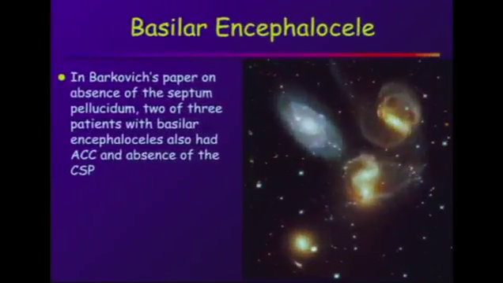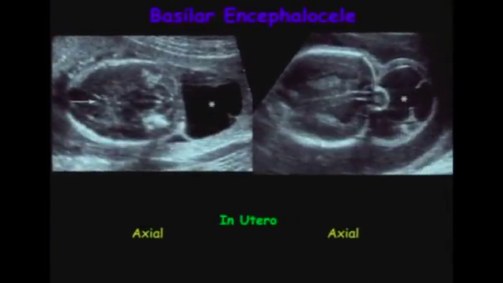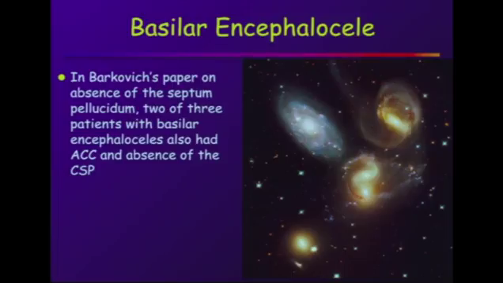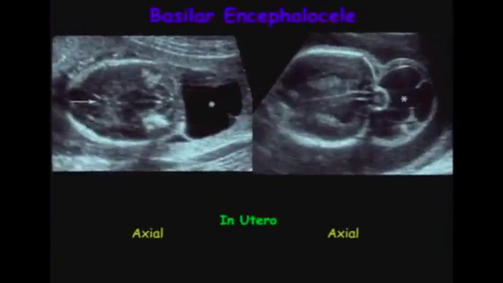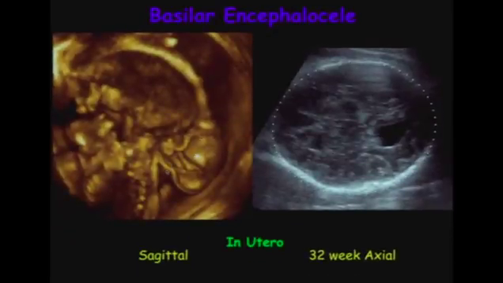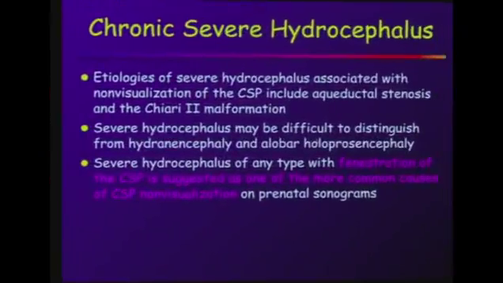Basilar encephalocele in Barkovich, when he talked about absence of the septum right there: 2 of his 3 patients with basilar encephaloceles had agenesis. So there's fluid, but there's no clear walls. Here's the classic basilar encephalocele. In the Western world, it's occipital. If you live in Singapore, it's frontal or sincipital. Here's the pretty 3D sagittal showing it. Obviously, prognosis depends on how much brain is out right there, but no CSP.